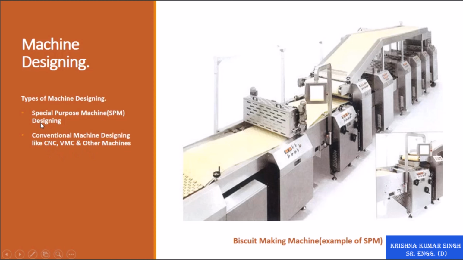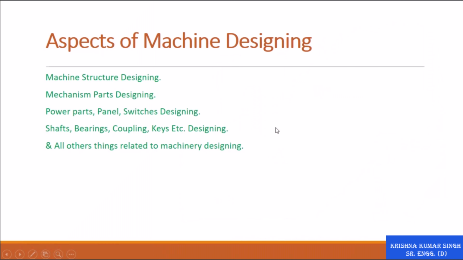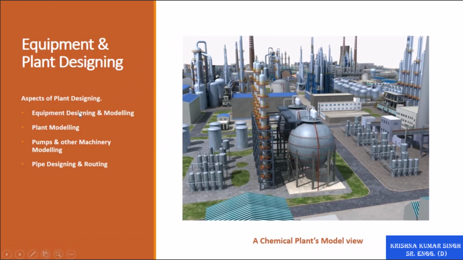Basically there are two types of machines. One is conventional machines like turning, VMC, and other machines. The second one is special purpose machines, like here you can see the biscuit making machine. In machine designing, there's a lot of work, like you need to design the structures, sheet metal components, and machine supporting mechanisms. Here you can see the specs of machine designing: you need to design the structures, mechanical mechanism parts, their supporting mechanism parts, some power parts, and there are other things too.